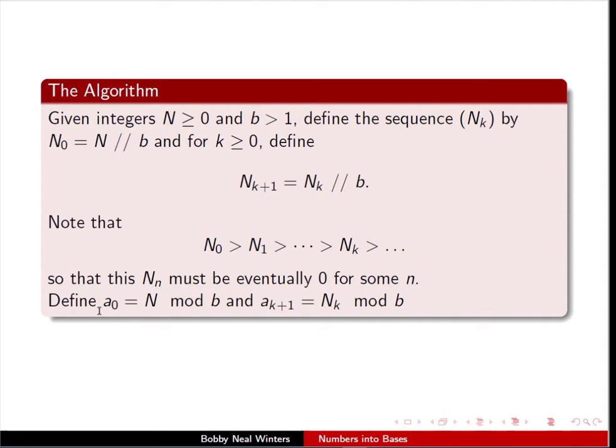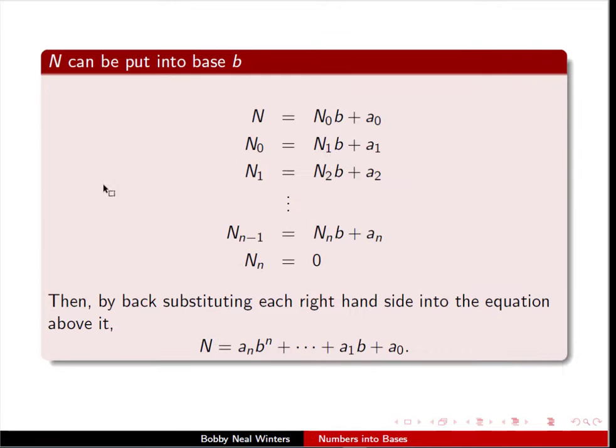Now we define a sub 0 equal to n mod b, and define a sub k plus 1 to be n sub k mod b. So we can get our sequence of n's first, and then we can get our sequence of a's. Now take that, and we can stack them like this, till we get down to n sub 0, n sub n being equal to 0.